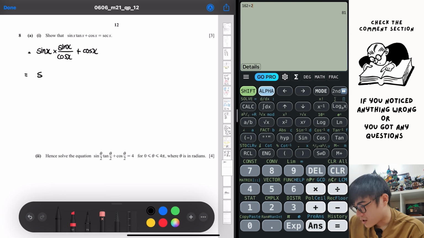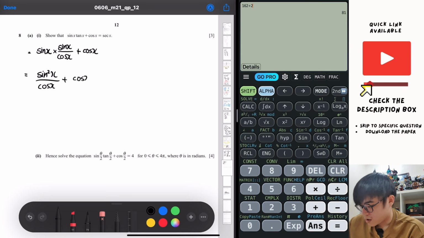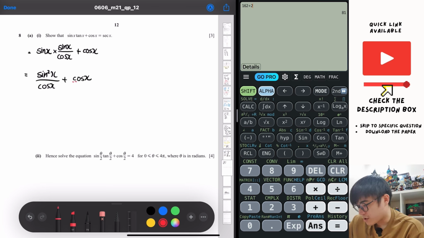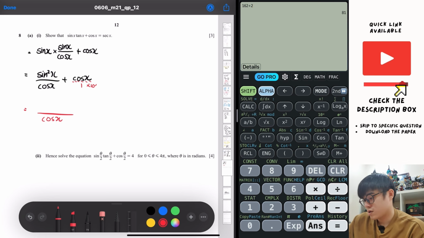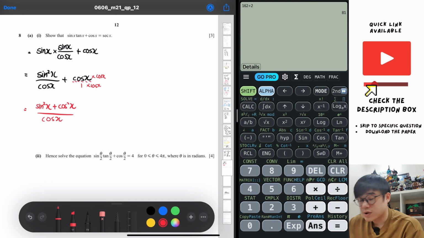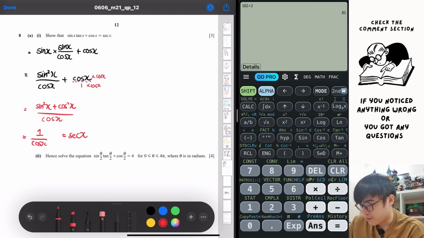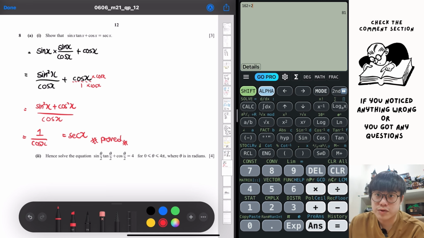So you should be having sin square x over cos x plus cos x. Okay, remember, they will have a denominator of 1. So to make it the same, for the one at the back, I will multiply it by another cosine. So now you have a balance of this at the numerator. So sin square plus cos square will result in 1 over cos x, which will be the sec x that we are looking for. Okay, that's how you get to the result.